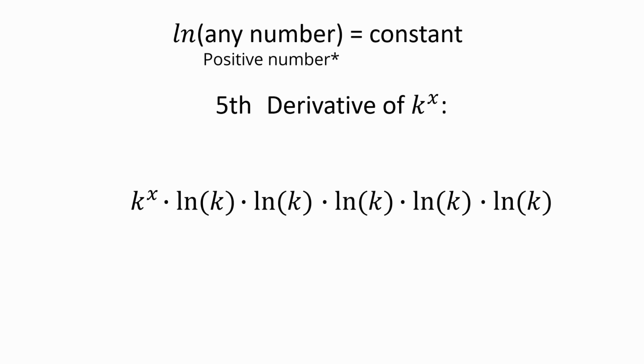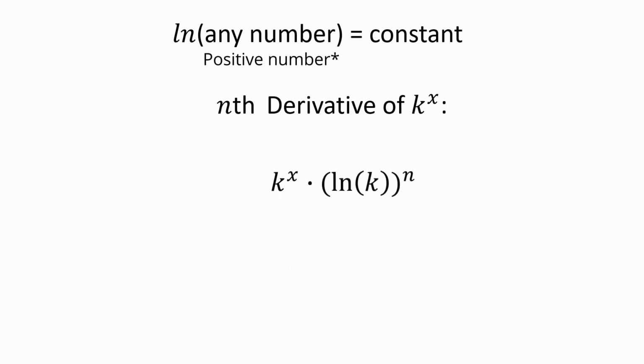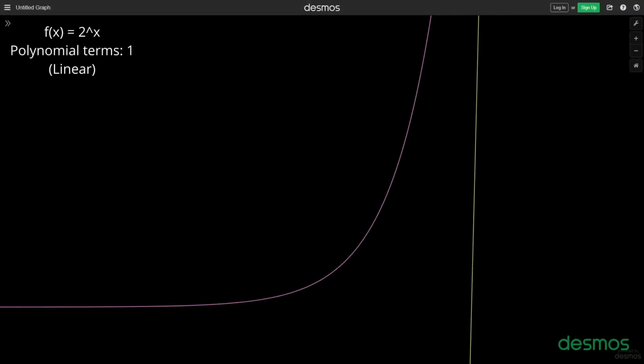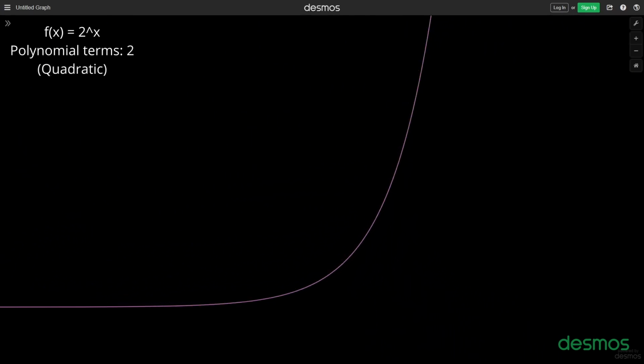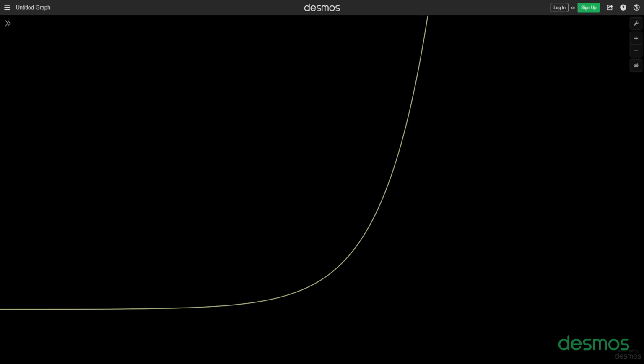We can write this very neatly. The nth derivative of an exponential is itself times the natural log of the base raised to the power of the derivative you are taking. And boom, that's the formula for the nth derivative of an exponential. Using this, we can write the Taylor series for this on Desmos, and it looks kinda cool. Trust me, this will look much cooler with other functions.